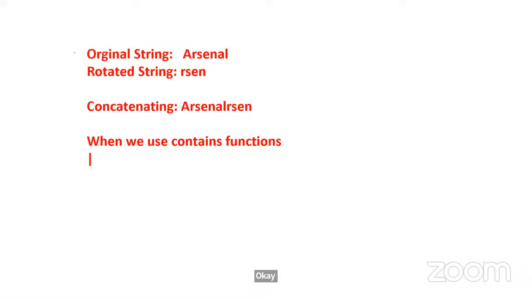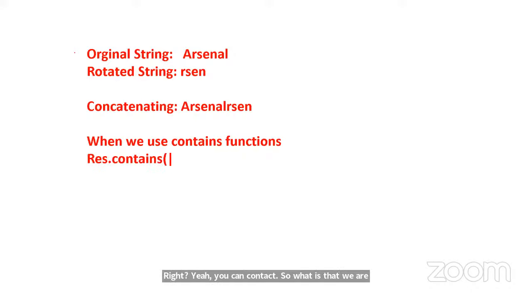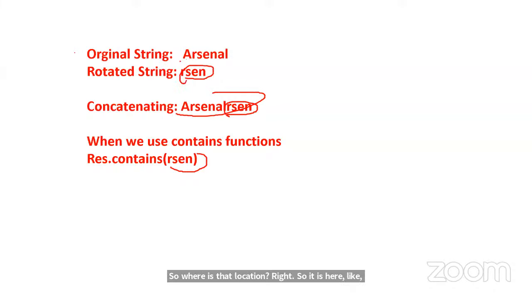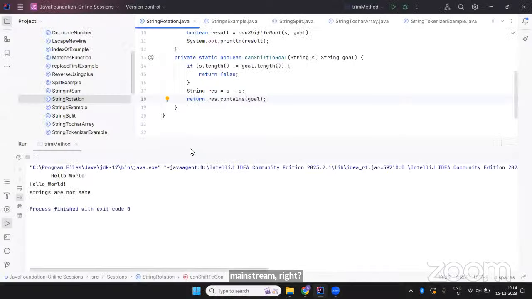Now when we use the contains function, right? What are we writing? Result dot contains, what is our goal string? The rotated string, right? That is RSEN. So we are trying to check whether this resultant string contains it at any location. So where is that location? It is here, right? The goal string is here. So obviously it is part of your main string, right? So obviously it will return true as the answer.